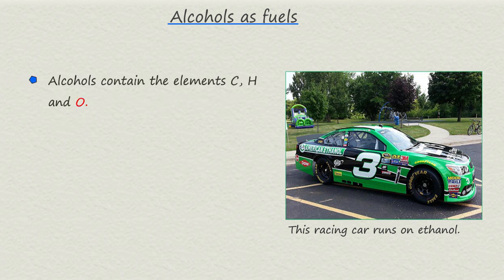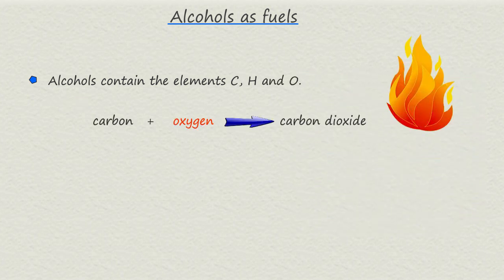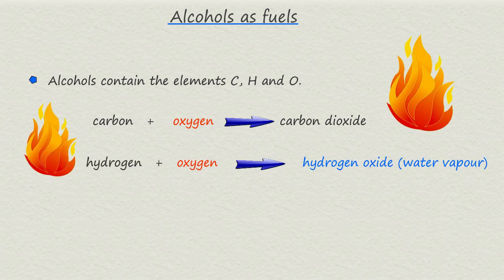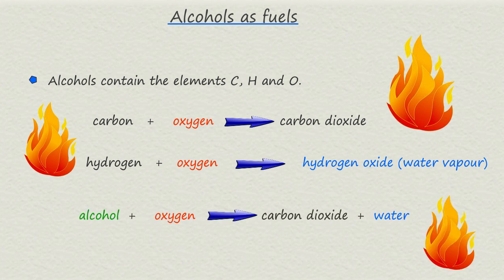Now, alcohols contain the elements carbon, hydrogen and oxygen, and recall that when carbon burns in a good supply of oxygen, it will form carbon dioxide, while hydrogen will burn to form hydrogen oxide or water vapour. So burning alcohols should produce carbon dioxide and water vapour, since they contain the elements carbon and hydrogen.